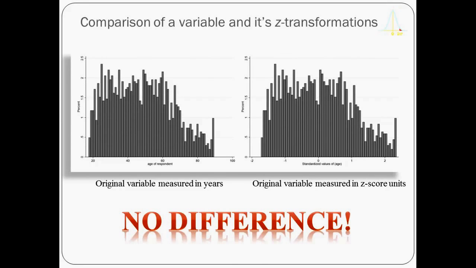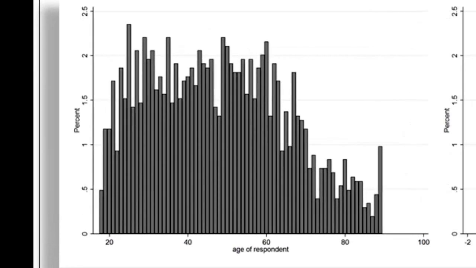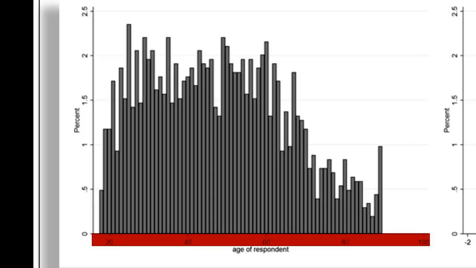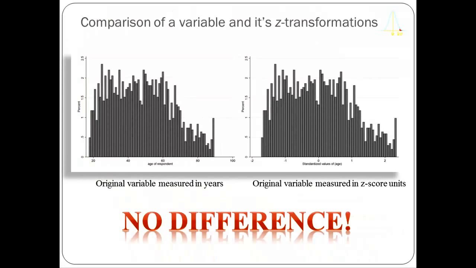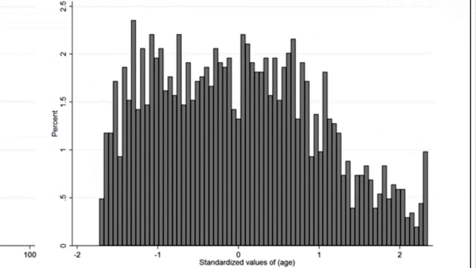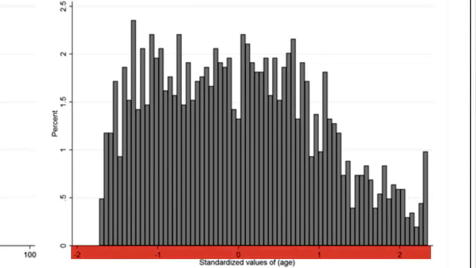Here's another example. This is using 2010 data from the General Social Survey. The graphic on the left is a frequency distribution and a histogram of age for all the respondents. It's not a very pretty graphic, but you get the idea. We have the ages along the x-axis, and we have the percentage of people in each age group on the y-axis. On the right-hand side of the graphic, I've duplicated the same graph by creating a new variable, which is the z-score of age.